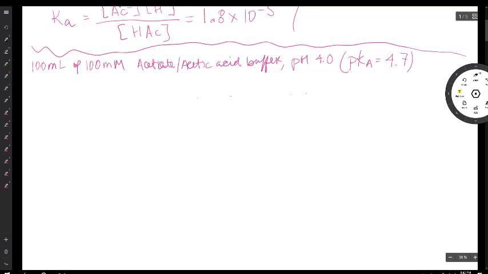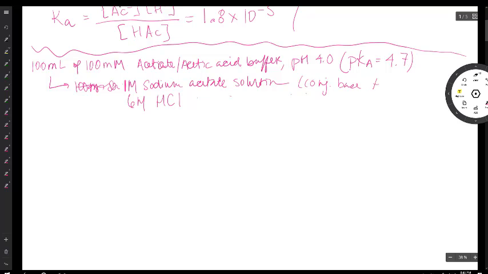So how will we make this buffer if we assume we have sodium acetate? So let's say we have 1 molar sodium acetate solution and 6 molar HCl, and those are the only two things we have in the lab to work with. So you have sodium acetate, so that's going to be our conjugate base, or A minus, and 6 molar HCl.